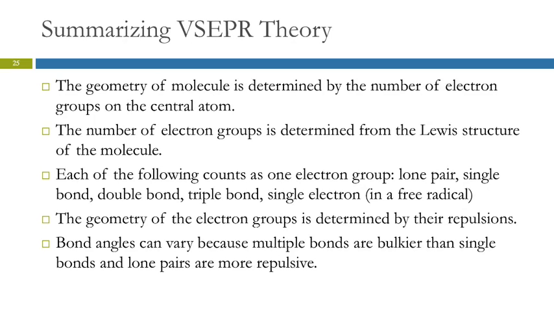The geometry depends on their repulsions, and the bond angles can vary because if you have multiple bonds, like a double or a triple, those are bulkier than a single bond, and then lone pairs are more repulsive than bonding pairs.